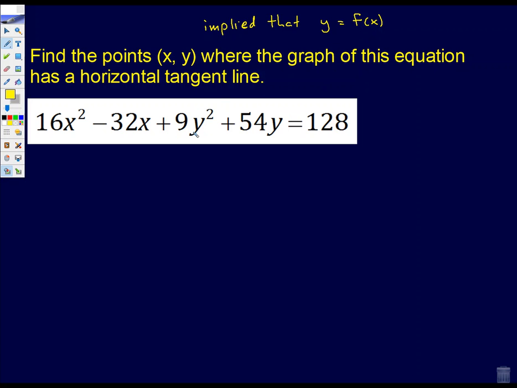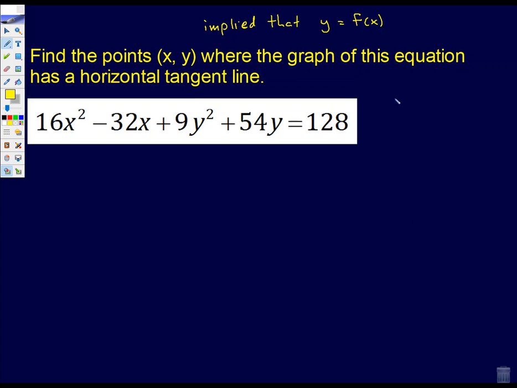So when I differentiate anything with y in it, it's always a function within a function, and we use the chain rule. If we're differentiating a term with x, we differentiate as usual. So I have an equation here, 16x squared minus 32x plus 9y squared plus 54y equals 128. The instructions today are find the points, written as an ordered pair, where the graph of this equation has a horizontal tangent line.